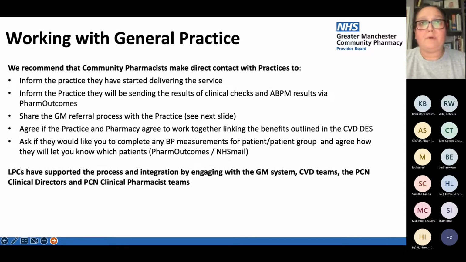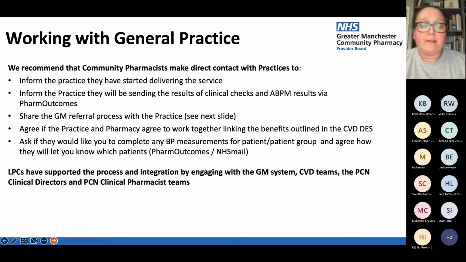So on to working with general practice, just a summary of what we want you to do on this slide. Please inform your GPs that you've started delivering the service and that you're going to be sending results over to them via PharmOutcomes. Please share the GM referral process that I'll show you on the next slide. You should hopefully have already received this, but if you're having a conversation, it's good to reinforce that process with them. Agree how the practice is going to work with you, and if there are any particular patient groups that they would like to prioritise, and ask how you can help with it.